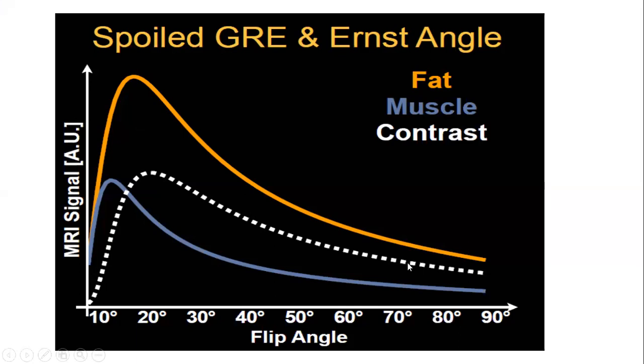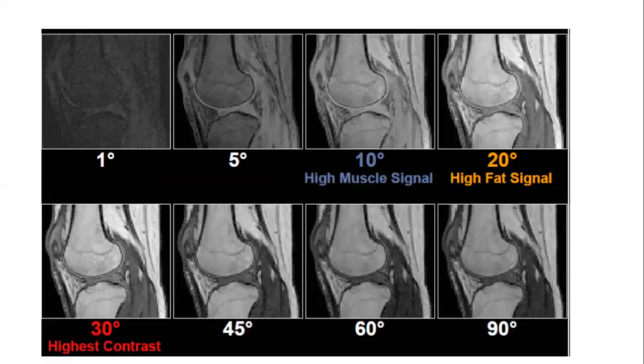But if we begin to increase the flip angle, we see at some point the contrast between them begins to decrease. We have a sharp rise in contrast, then a gradual drop as the angle increases. So we now look at a musculoskeletal image acquired at different flip angles. We have 1 degree, 5, 10, 20, 30, 45, 60, and 90.